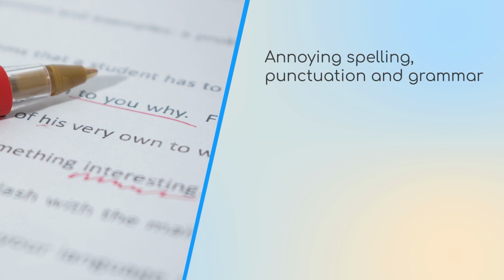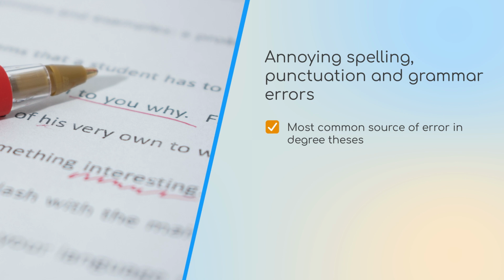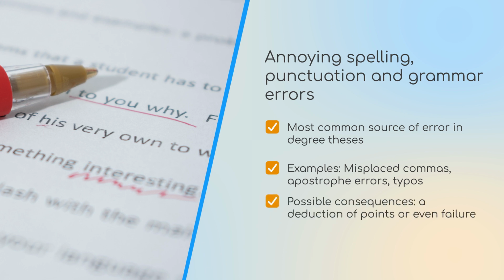Let's start with the most common source of errors that occur in academic texts. Orthography, punctuation and grammar errors can be found in every thesis due to the very long writing process. Whether it's misplaced commas, confusion of hyphen and dash, apostrophe errors, incorrect use of tenses, or simple typos, such infractions can result in points being deducted or, if they occur too frequently, your thesis or paper being failed.